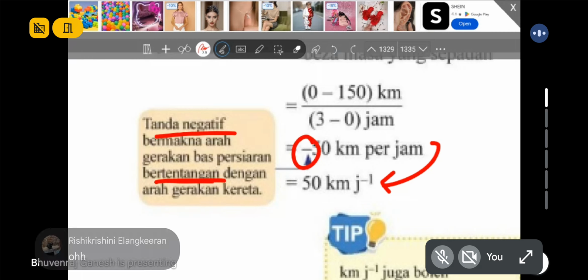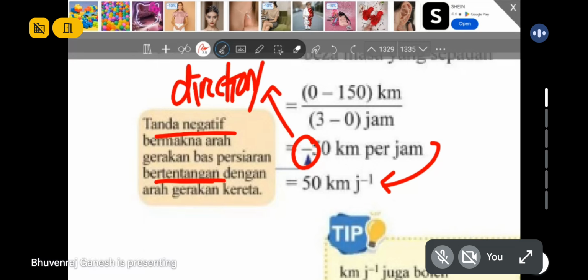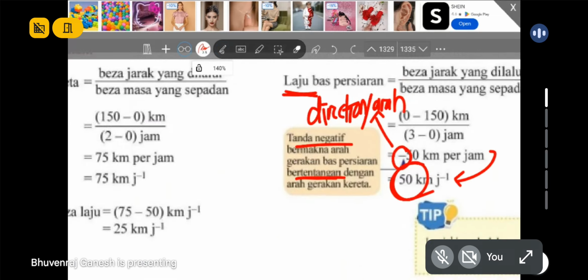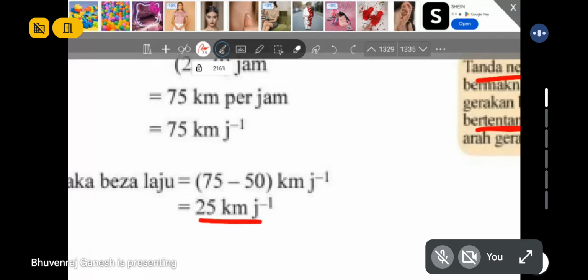Nothing else. Negative is showing direction. Remember, direction. Arah. Okay, faham guys? So that's why you need to convert to positive, because speed, laju, is a scalar quantity. Okay, so quantity scalar. So that's why 75 minus 50.